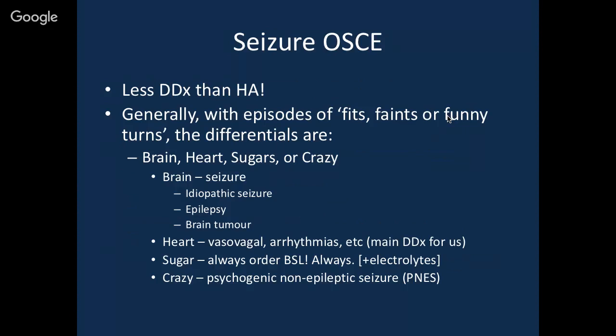So what I was taught is brain, heart, sugars, crazy are the causes of any of these presentations. So brain could be a true seizure from epilepsy, could be a seizure of no cause, could be a brain tumor, could be alcohol, drugs, electrolytes affecting the brain, could be hypoglycemia. It could be a heart condition. I'm going to put vasovagal under heart, but really they're quite separate from arrhythmias as well, which is what I was hoping people would say. Cardiac conditions can cause someone to faint. And the patient could just be crazy and having psychogenic non-epileptic seizures. Okay, I don't have anything against that.